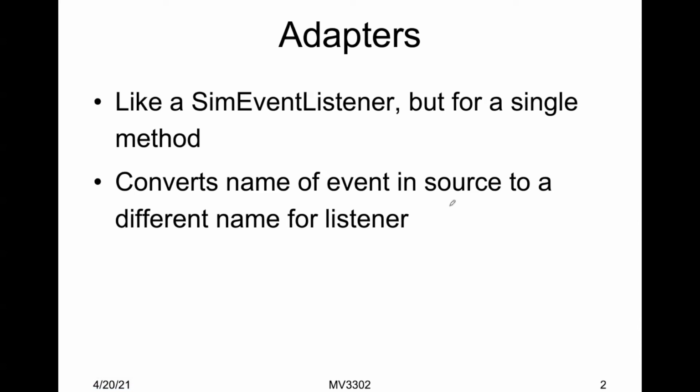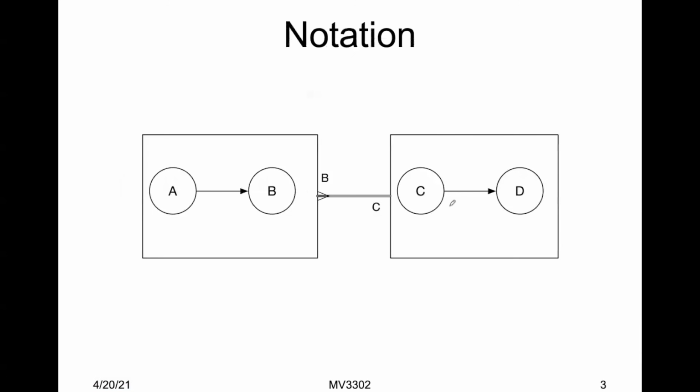And we've seen an adapter before, and it's useful to just revisit it. So an adapter is like a sim event listener, but it's for a single method. What it does is it converts the name of an event in the source to a different name in the listener. The notation looks like this. The idea here, and this is just kind of abstract, is that we have an event B here, and we want this event B to trigger this event C in this other component.